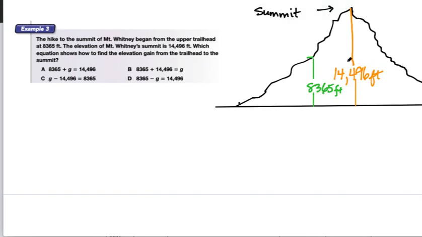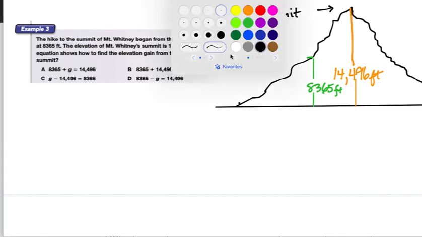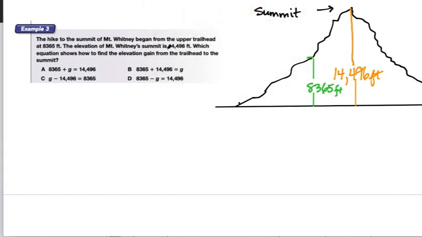this. Let's pretend this is Mount Whitney, and we know that the elevation of the summit, the tippy top of it, is going to be 14,496 feet. We recognize that the hike started somewhere not at the very bottom, not at ground zero, but they found a place, maybe a path that led to around right here, 8,365 feet. So now that we kind of understand the problem, let's look at the equations to see which one would give us what we're looking for, which is the amount of ground, or the amount of the elevation gain that we got by starting here.